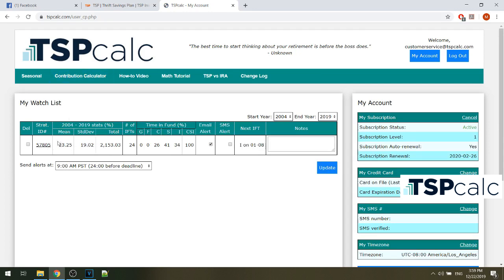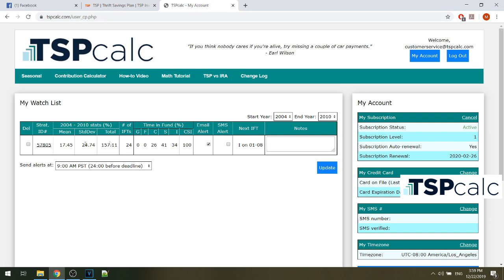And these are some statistics here. I can change the year range of those statistics by changing these and clicking update. So if I want to look at statistics through 2010, click update. Now it's showing me those statistics. This strategy makes 24 IFTs a year. It spends this amount of time in those funds. It spends 100% of its time in the three stock funds, and I'm currently set up to receive email alerts.